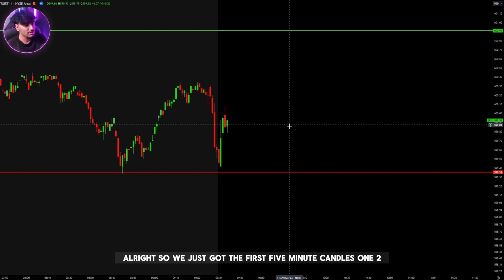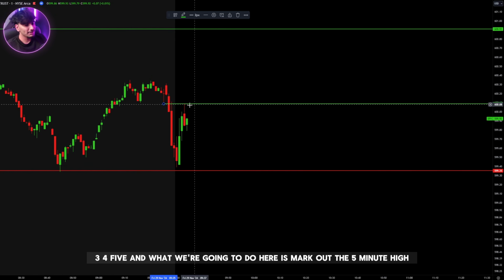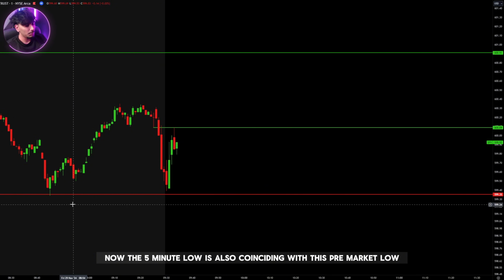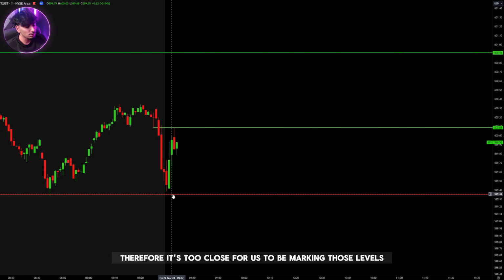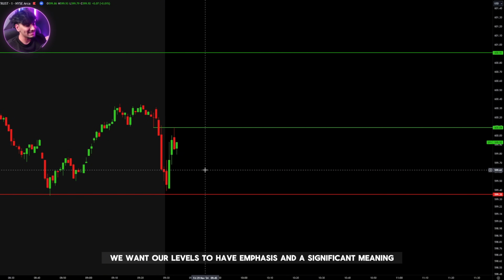All right, so we just got the first 5-minute candles, 1, 2, 3, 4, 5. What we're going to do here is mark out the 5-minute high. Now the 5-minute low is also coinciding with this pre-market low. Therefore, it's too close for us to be marking those levels. Like I said, we want our levels to have emphasis and a significant meaning.